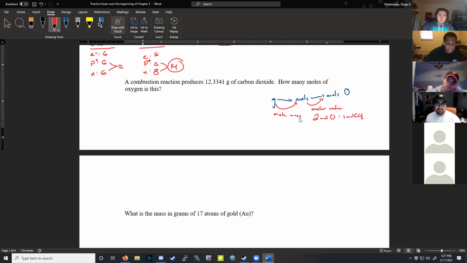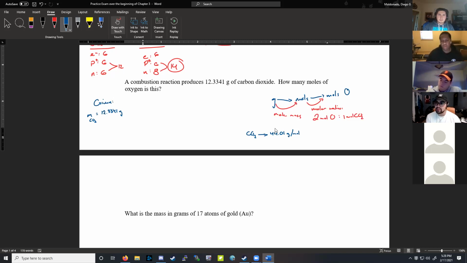And what was I given? The grams of carbon dioxide. I was given my mass, sorry, it's supposed to be mass. So we have 12.3341 grams. And then what's my molar mass of CO2? 44.01 grams per mole.